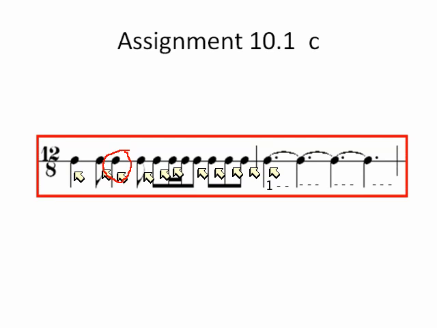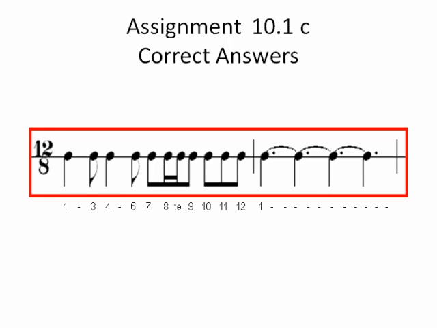Okay, anybody have any questions over these? Here's the correct answers. Okay. Tim, you have another question? Okay. Onward.